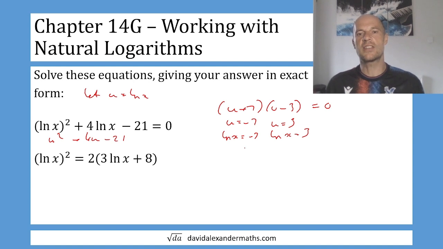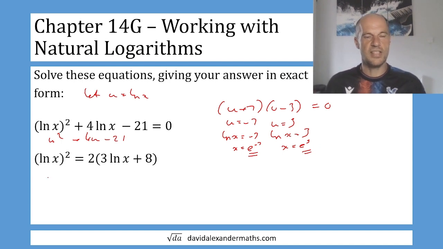Now if the ln of x is -7, then x is e to the power of -7, and if the ln of x is 3, then x is e cubed. And that is the best way to present our answer. We don't want a nasty decimal. e to the -7, e cubed.